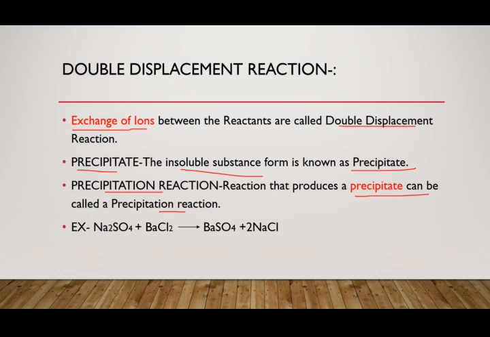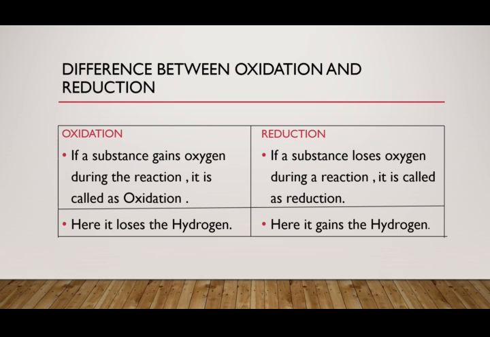Now the example of double displacement reaction here is very easy, that is Na2SO4 plus BaCl2 gives BaSO4 plus 2NaCl. I hope it is very crystal clear to each one of you, and if you are enjoying then please don't forget to like. Now we will start the next topic, that is the difference between oxidation and reduction.